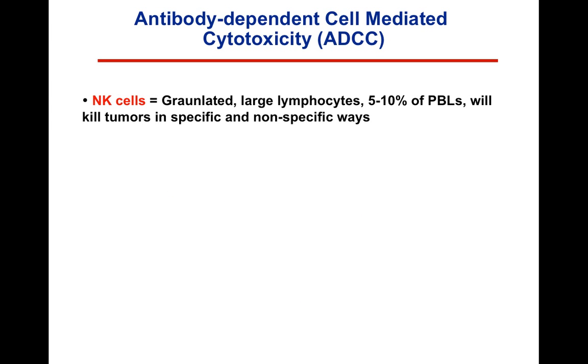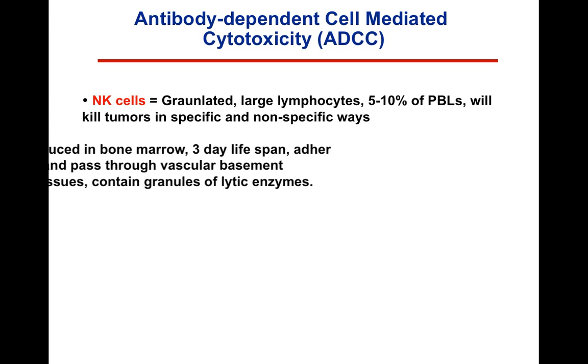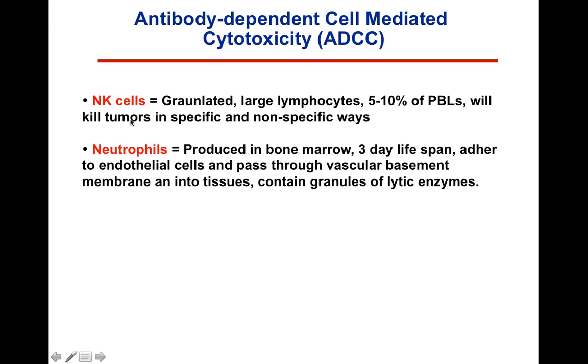So NK cells are granulated large lymphocytes. They're 5-10% of the peripheral blood lymphocytes. That's what PBL is, peripheral blood lymphocytes, and they will kill tumors specifically and non-specifically. These, in fact, can be used, and we're engaged in using these in the lab with a collaborator to design immunotherapies using NK cells for target tumors.